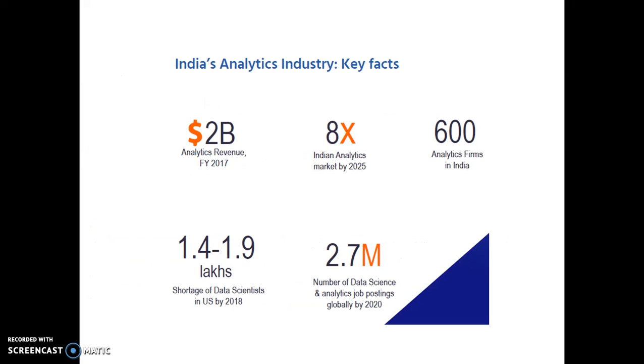Let's see India's analytics industry key facts. According to NASSCOM, analytics revenue was $2 billion generated in the financial year 2017, and it's growing 8x by 2025. Presently we have nearly 600 analytics firms in India. And according to a survey, there was a shortage of 1.9 lakh data scientists in the US alone by 2018. And there are around 2.7 million data science and analytics job postings globally by 2020.